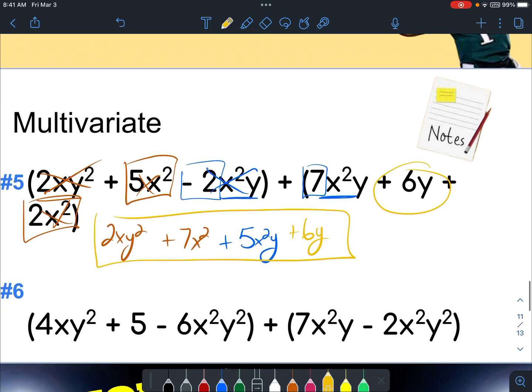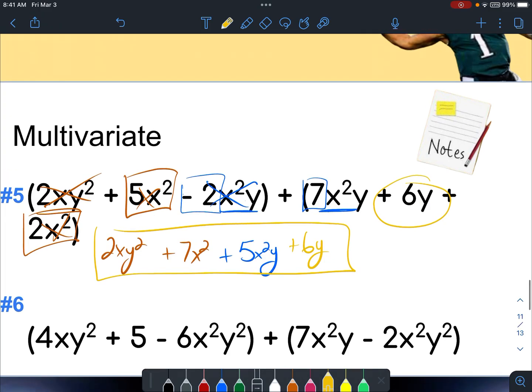So take your time when you're doing those and just focus on the like terms where there is a matching variable and a matching exponent. And email me with questions.